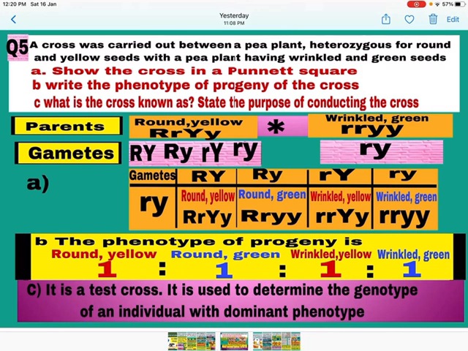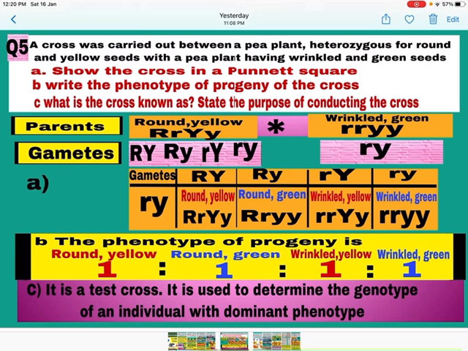Question number B पढ़िए. Write the phenotype of progeny of the cross. देखिए क्या हमको combination मिला है. First is round and yellow having one capital R and one capital Y making round and yellow. Second देखिए round and green, one capital R but Y दोनों small हैं, so it is round and green. Third देखिए wrinkled and yellow, both R are small and one capital Y is there. Then wrinkled and green, small r and small y.